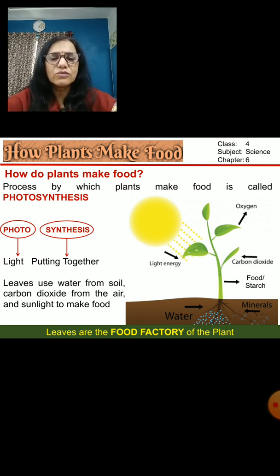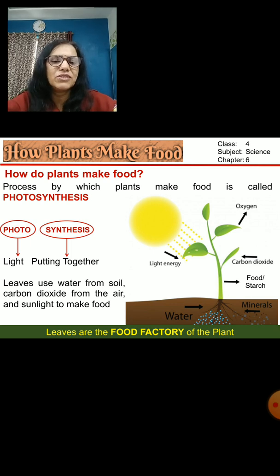Okay, so leaves, with the help of water that they get from the soil, and carbon dioxide from the air, and sunlight, make food. They use all these things to make food. And where is this food made? Food is made in the leaves. So leaves are also called the food factory of the plants. You can say leaves are called the food factory of the plants because leaves make the food for the plant.